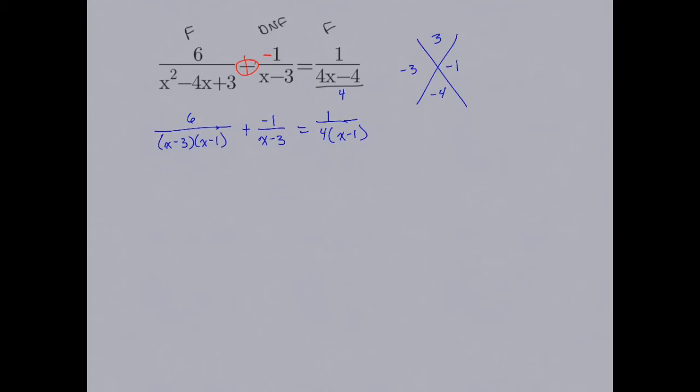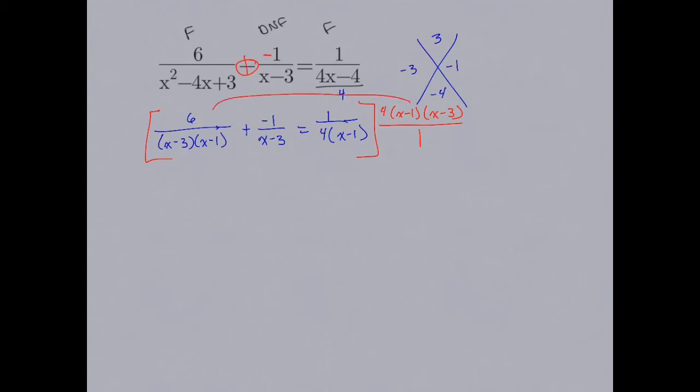All right, so then we can see that our common denominator is, we have the common denominator of x minus 1 in 2 of these, and also x minus 3 in 2 of these rational expressions, and then the denominator of 4. So we're going to multiply everything by 4 times x minus 1 times x minus 3.